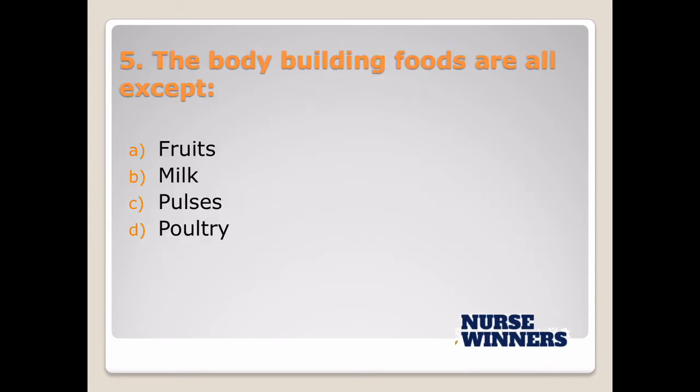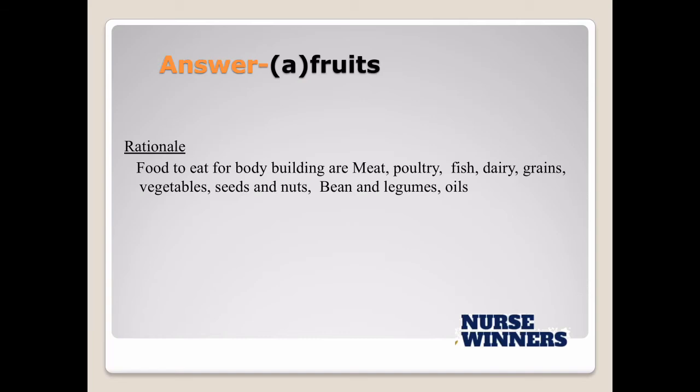Tyrosine is an amino acid that is naturally produced in the body from another amino acid called phenylalanine. Fifth question. The bodybuilding foods are all except options: A. Fruits, B. Milk, C. Pulses and D. Poultry. The right answer is option A. Fruits. Rationale. Foods to eat for bodybuilding are meat, poultry, fish, dairy, grains, vegetables, seeds and nuts, beans and legumes and oils. Fruits are not included for bodybuilding as they are used for slimming.